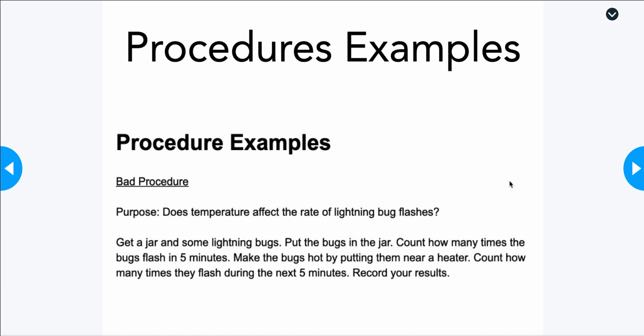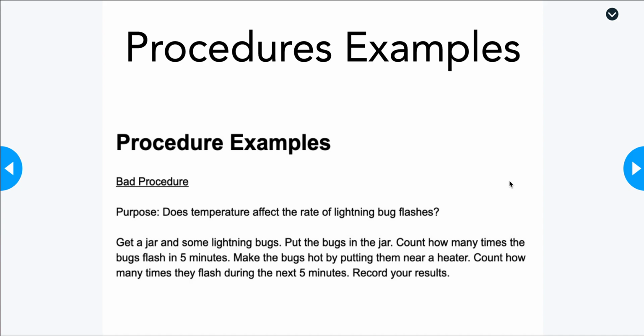How many bugs are we using? What size of jar are we talking about? What's the original temperature of the jar? How much are we increasing the temperature? There's a lot of different things that aren't really laid out here. If I gave this procedure to every single one of you, every single one of you would run a different experiment. And so this is not what we're looking for when we write a procedure.